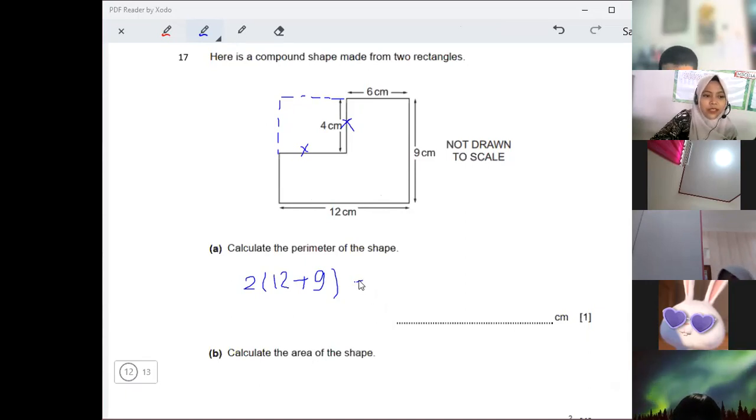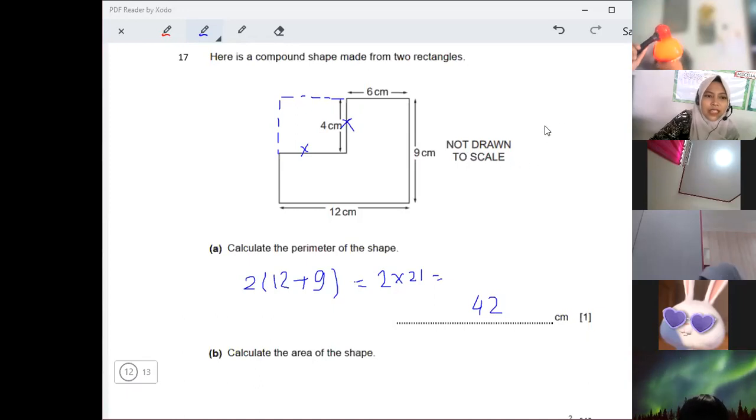Okay, so what is 2 times 12 plus 9? 2 times 21, or this is 42. Be careful.